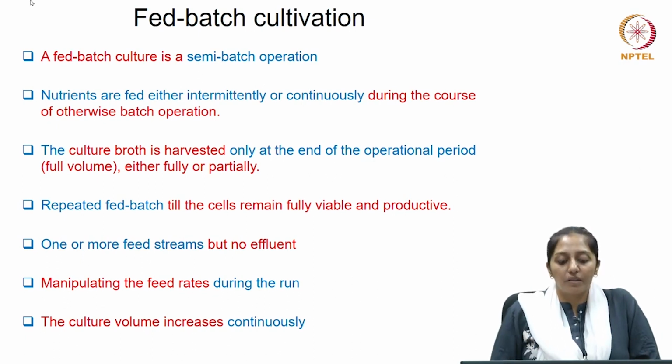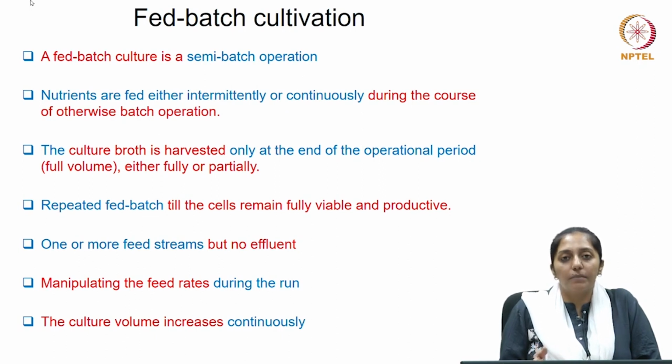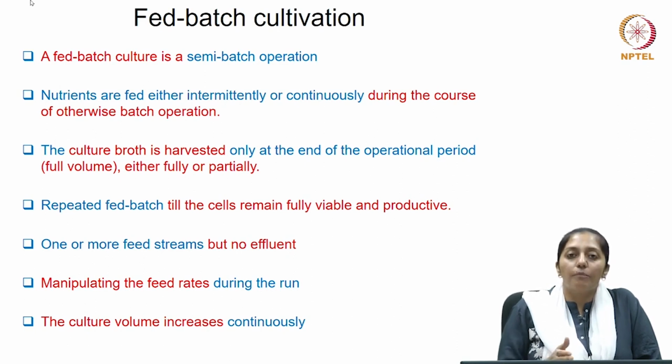Now repeated fed batch: the fed batch process can be repeated till the cells remain viable or fully viable or productive. One or more feed streams can be used as the inlet feed while there is no outlet stream. There is a choice of manipulating the feed rate. So one has to determine at what rate the feed has to be sent inside the reactor. Then one also has to determine what the feed concentration should be. The substrate concentration in the inlet stream has to be determined.